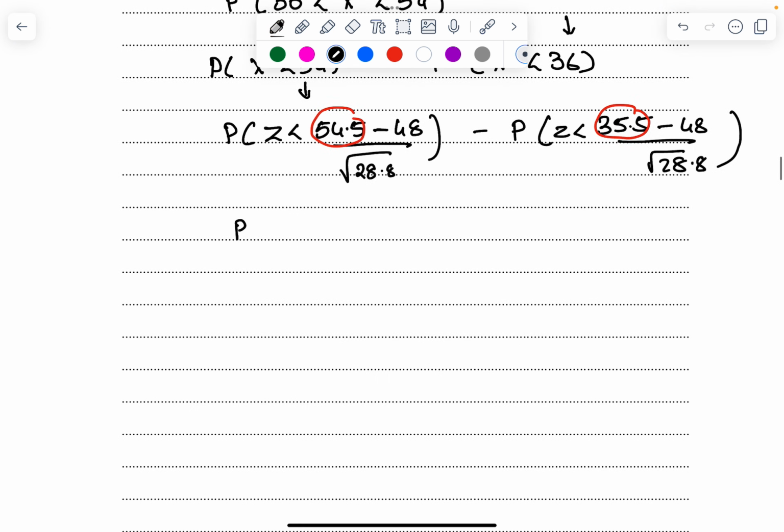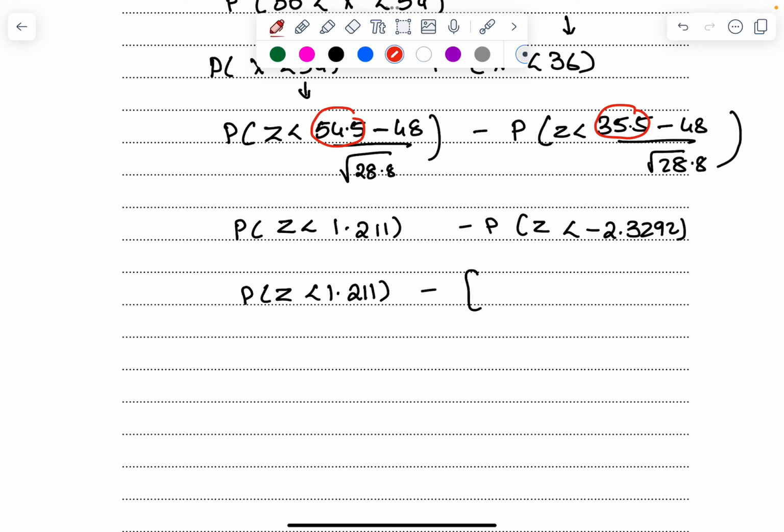Now I use the calculator to get probability of z less than. This becomes 1.211 minus probability of z less than negative 2.3292. Now probability of z less than 1.211 minus, whenever you're converting negative to positive, what are we supposed to do? 1 minus probability of z less than 2.3292.